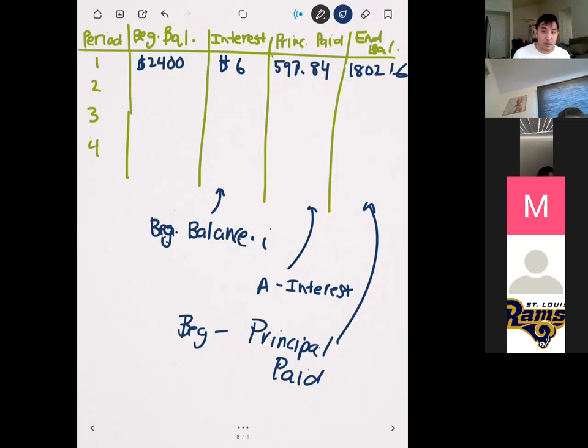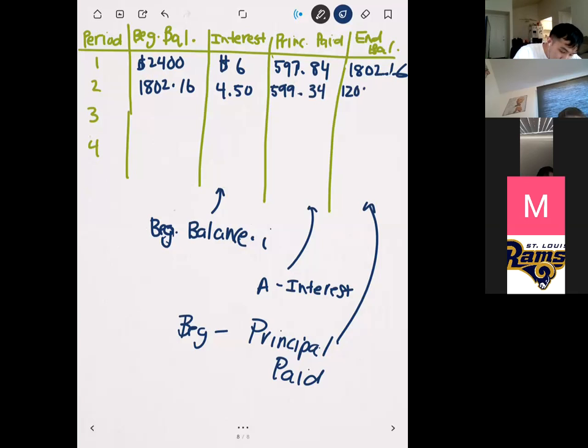Okay, so that's our first row here. You can see it's pretty straightforward, and from there you just repeat the same calculations throughout. Our beginning balance for period 2 is going to be the ending balance of period 1, so you just write down again 1,802.16. Our interest is our interest rate multiplied by this beginning balance, so we have 4.50. Our principal paid is, again, our payment amount minus the interest, so we have $599.34. And then our ending balance will just be that.